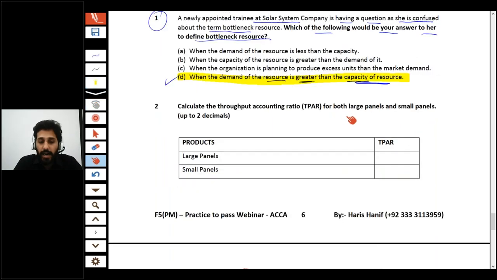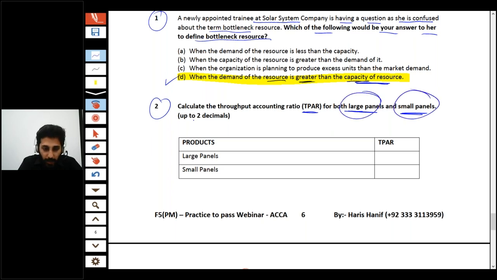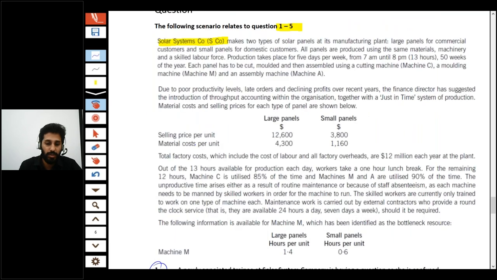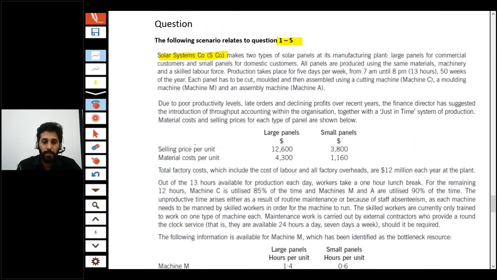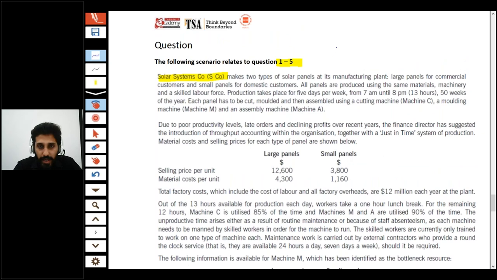Now, they are selling two products, and question number two is about calculating TPAR for both large panels and small panels, up to two decimals. Now I need to calculate this TPAR for these two products. Let's start with this question. And remember one thing, we need active hours, right? I will be solving it here.